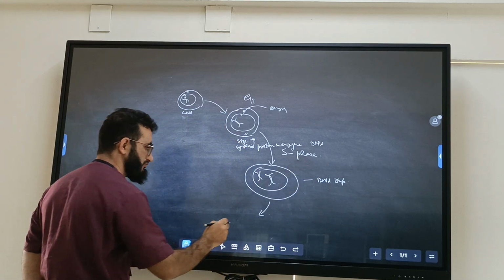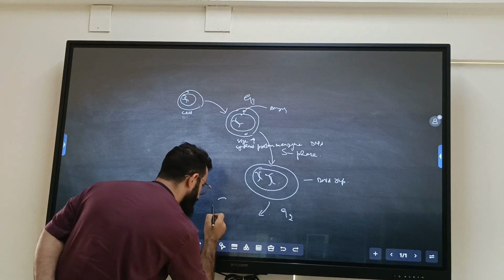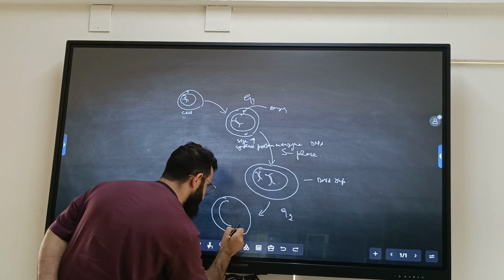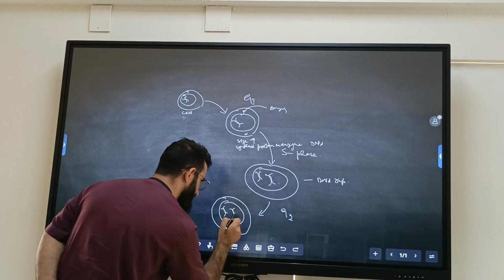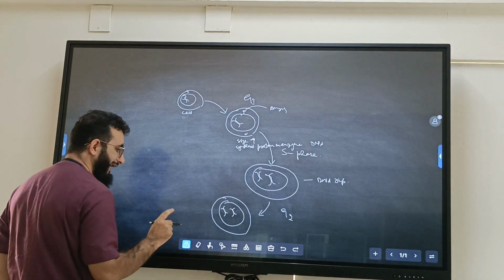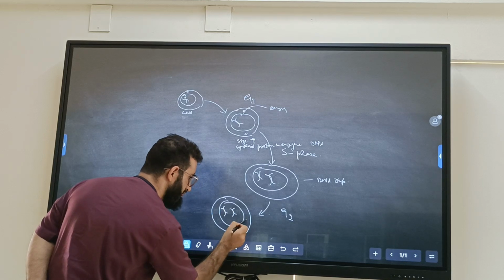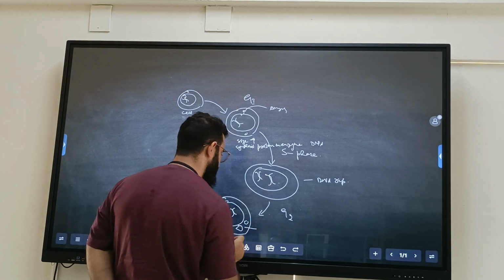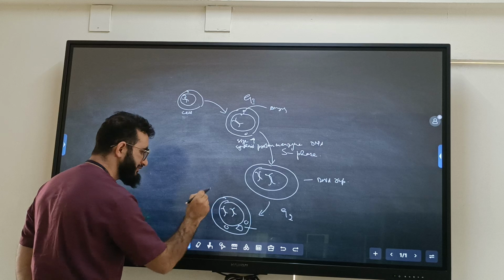In another phase, called the G2 phase, the cell prepares for mitosis, and there is formation of some organelles, like the centromere. So this is the G2 phase.